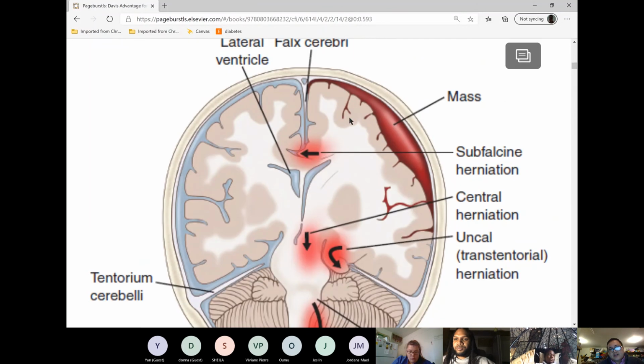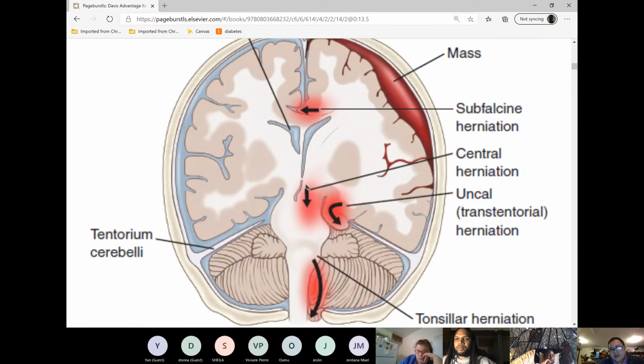So this part of the brain, the left hemisphere, can herniate to the other side. We also have central herniation, where this part of the brain herniates downward. And then we also have uncal herniation. This part of the brain is pushed out through here.